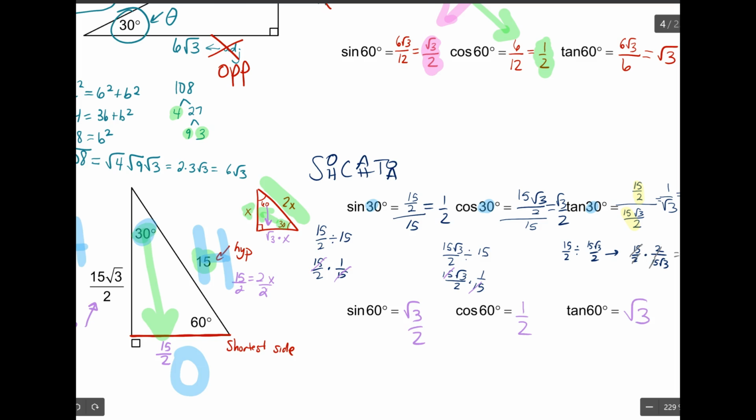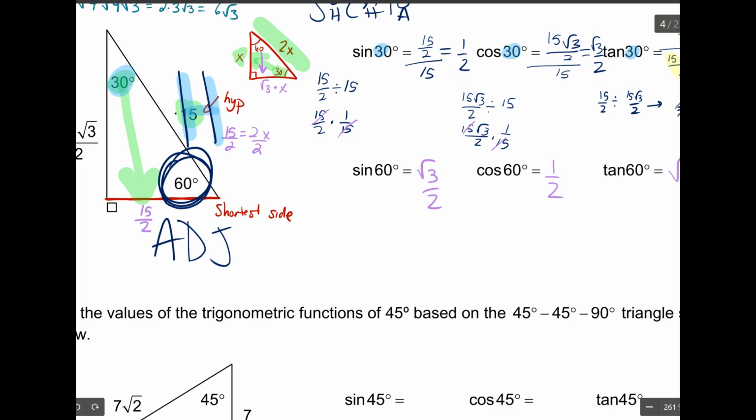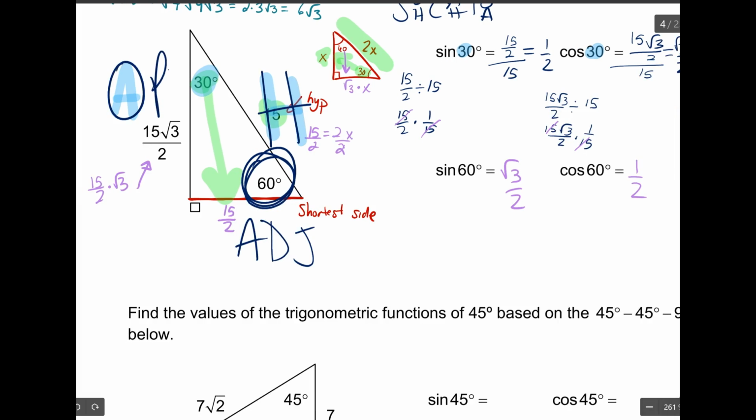Alright, let's check if we're right. So sine of 60 degrees. Okay, so we'll go back. Erase these colors. According to 60 degrees, this is my adjacent side. This is still my hypotenuse, but now this is the opposite side because it's according to 60 degrees. So sine is opposite over hypotenuse. If I take 15 root 3 over 2 and divide by the hypotenuse of 15, it will be just root 3 over 2.